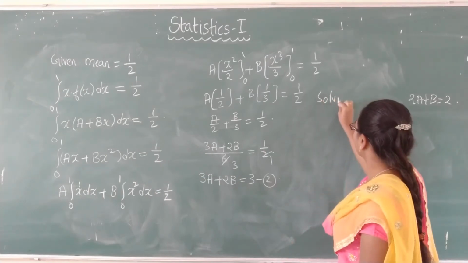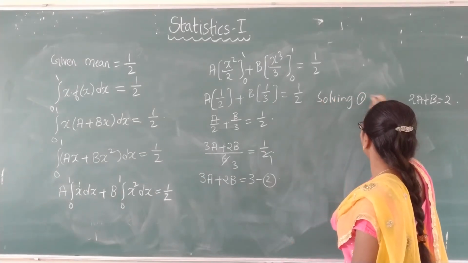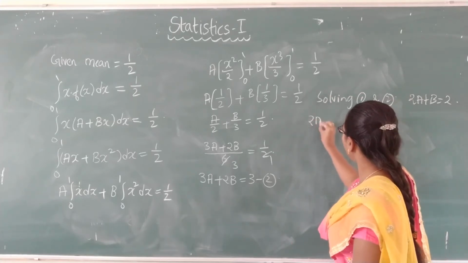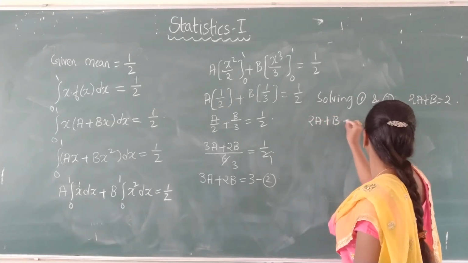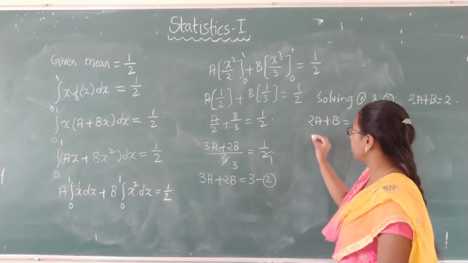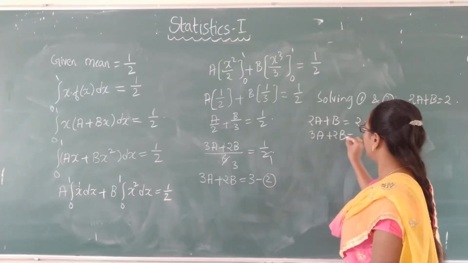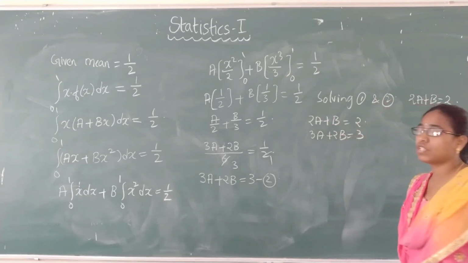Solving 1 and 2. So what is equation 1? 2a plus b equals 2, and equation 2 is 3a plus 2b equals 3. So how will we solve the equations?